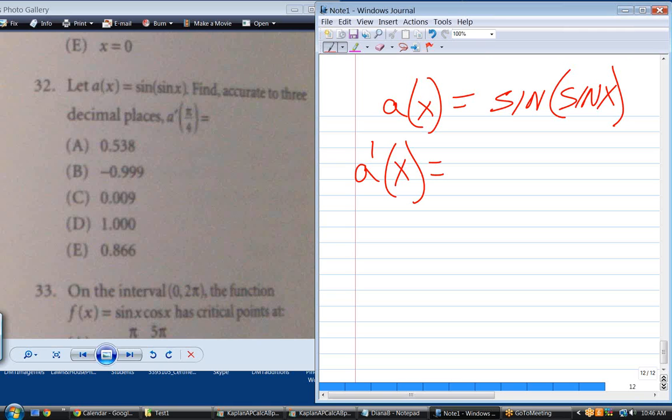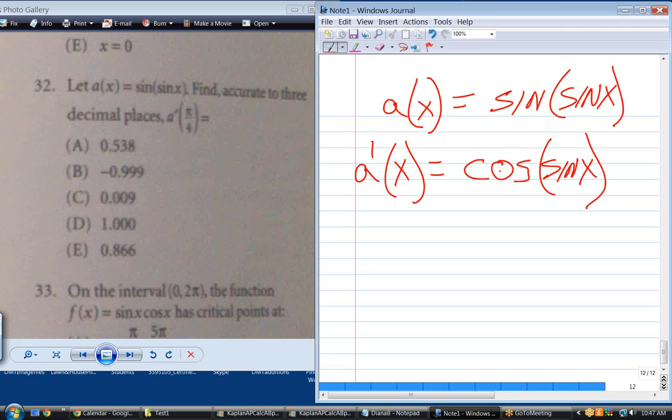Okay, so let's take the derivative of the outside, multiply it by the derivative of the inside. What's the derivative of the outside? Wait, negative cosine? No, wait, cosine. The derivative of cosine is negative sine, but the derivative of sine is positive cosine. I always mix those two up. What's the rest of it? In other words, the first step on taking the derivative of the outside is to just take the derivative of the outside, and the inside is still that.